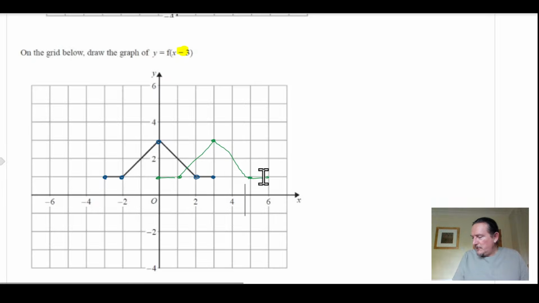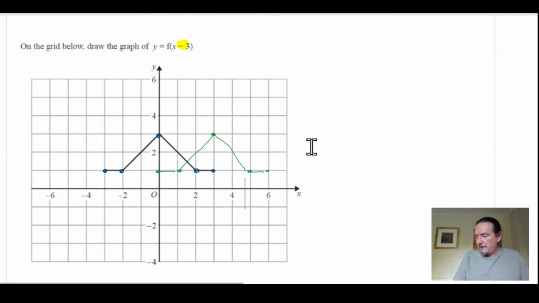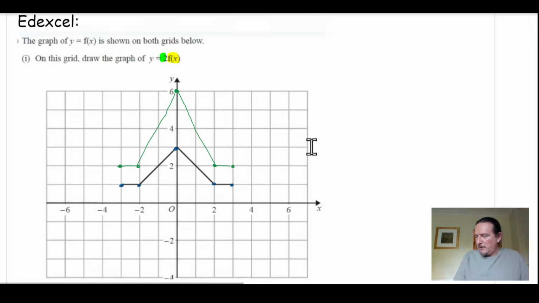It's gone 3 units to the right there. Okay, so it's the same graph, it's just been shifted over a little bit. And so it's translated, it's a bit like translation, and when you're doing normal transformations, just pick up and move it 3 to the right. Okay, so that was the EdExcel version of the question.